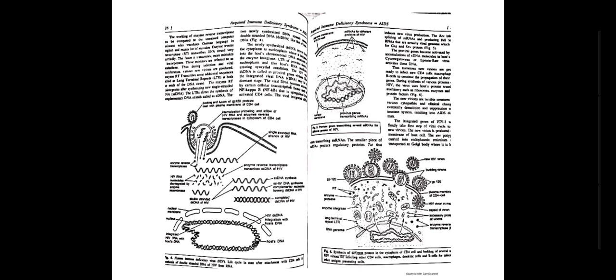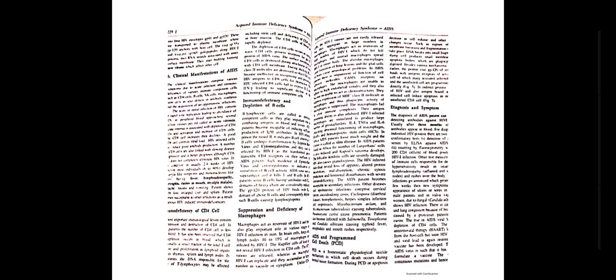Diagnosis and symptoms. Diagnosis of AIDS patients can be done by detecting antibodies against HIV-1 in serum. Usually after 3 months of infection, antibodies appear in blood. For diagnosis of an individual as HIV positive, there are two simultaneous confirmatory tests: detection of antibodies in serum by ELISA against the AIDS virus, and counting by fluorocytometry with less than 200 CD4 cells per ml of blood positively confirm HIV infection.